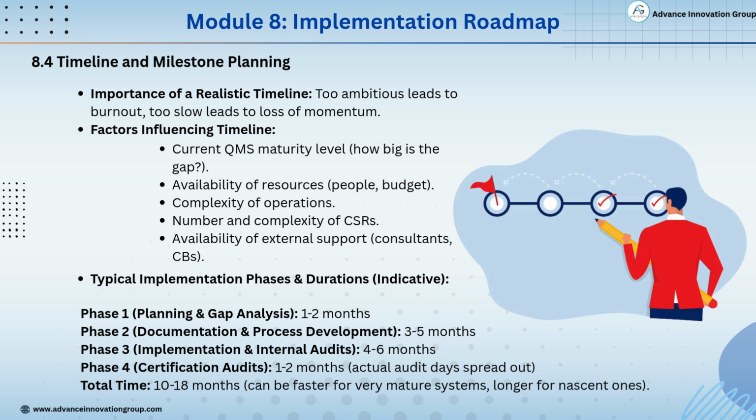Phase 2, documentation and process development, 3 to 5 months. Phase 3, implementation and internal audits, 4 to 6 months. Phase 4, certification audits, 1 to 2 months, though audit days are usually spread out. Overall, the total time ranges from 10 to 18 months, depending on the organization's maturity. More mature systems may complete it faster, while newer setups take longer.